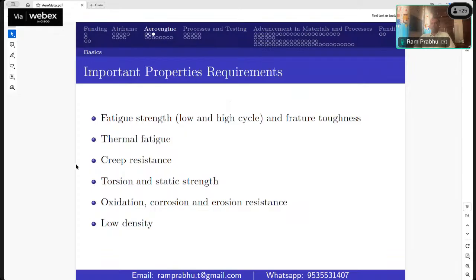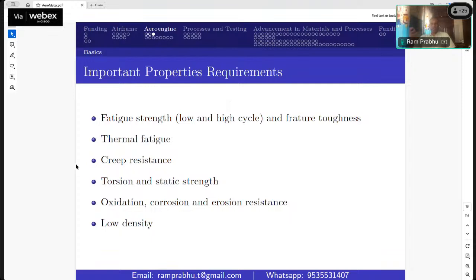So these are the properties. As an aero engine designer, I look at it from the material perspective. So when you are working on the material which is used in the jet engine or turboshaft engine or turboprop engine, or even for the space engines, please make sure that these properties are designed, are tested, and data are generated, which will be useful for the designer.